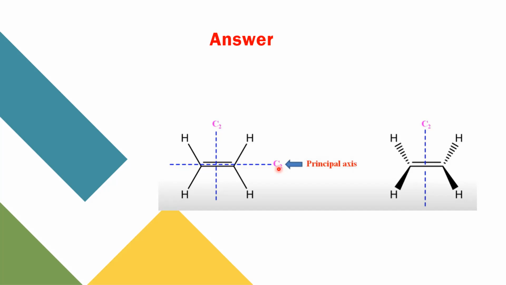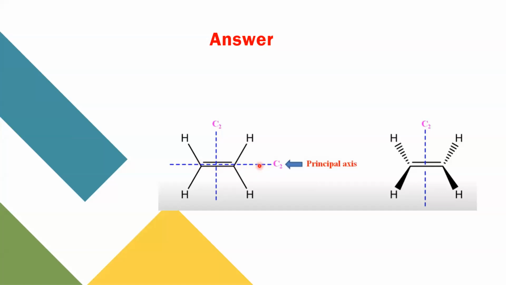You can rotate it 180. Similarly, at the midpoint, right? You can have a C2 axis. You rotate it by 180, you get the equivalent configuration, right? And here, this C2 axis is called the principal axis. Why? Because it goes through the maximum number of atoms. So the principal axis is either the highest order or one which goes through the highest number of atoms.